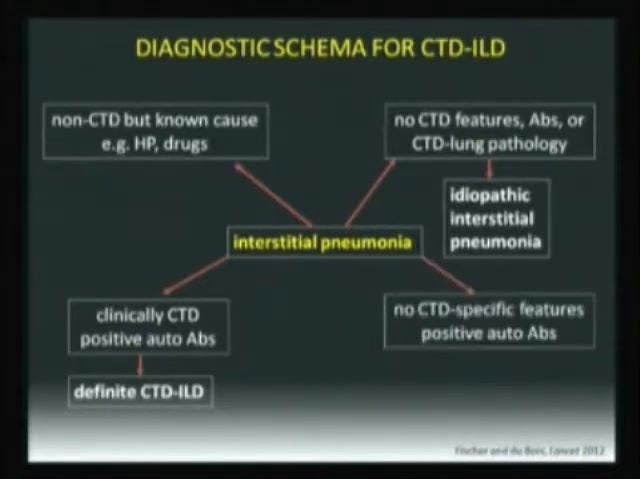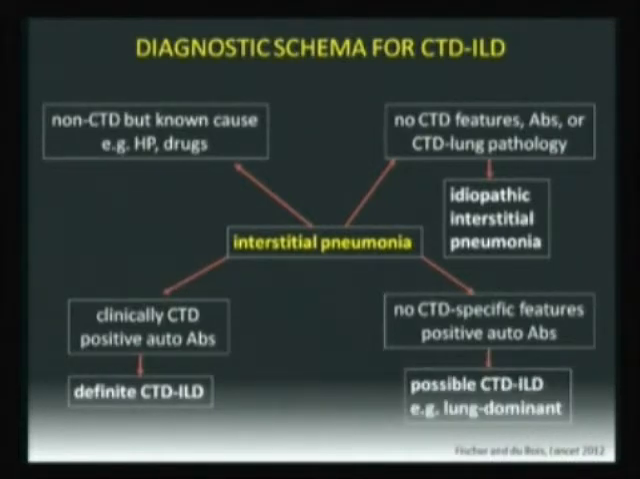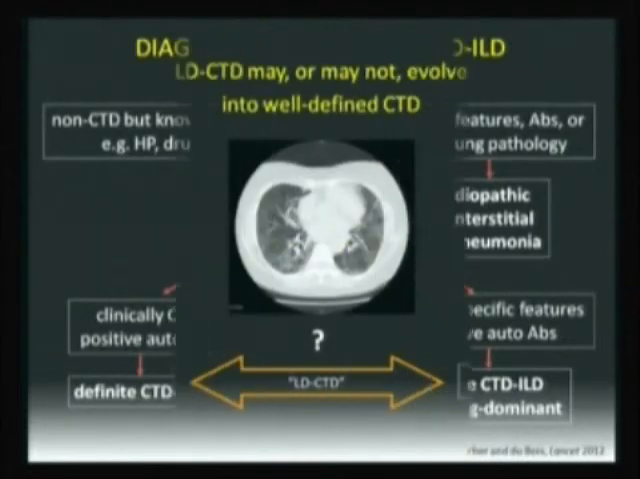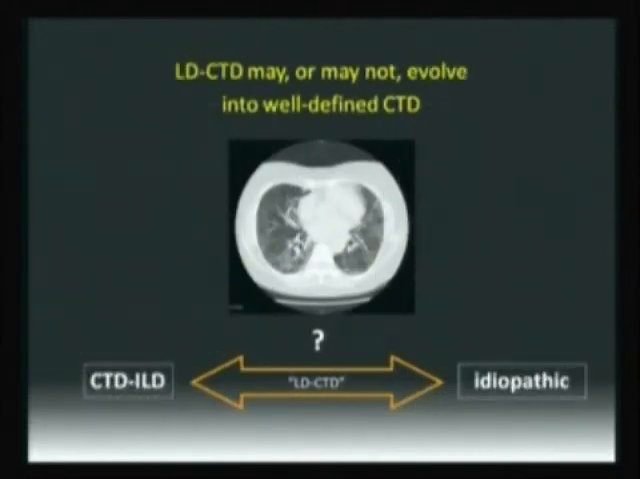Last box, which is a gray zone. Of course, there are no connective tissue disease specific features, but you have positive autoantibodies. It happens very often. In this case, you have a possible connective tissue disease ILD, and Ari Fisher is now proposing this new entity, which is a lung dominant CTD. Huh? You like it? You love it? That's very worrying. So, what is LD-CTD?